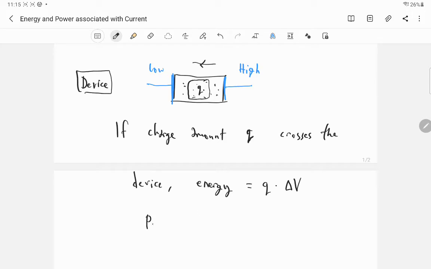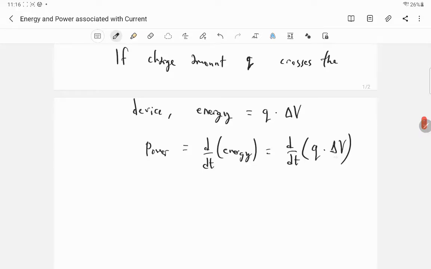If I want to know the power, it is the time derivative of this energy. We're imagining delta V, the battery provides a steady voltage that does not change in time. So the time derivative skips it. It doesn't notice that delta V changes in time because it doesn't. So the only thing that changes in time is the amount of charge moving across.